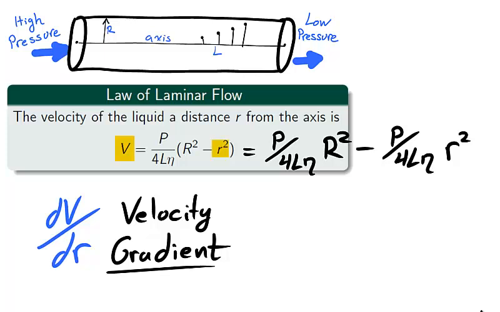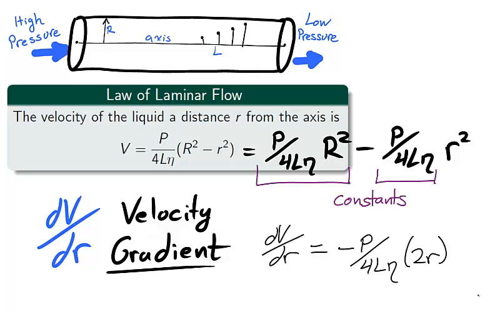Notice that the equation only possesses two variables, the velocity v, which depends upon the radius from the axis, little r. We will assume that the tube is fixed, hence L and big R are constants. The liquid has been chosen, hence eta is a constant, and the pressure on each end is constant, hence P is constant. Therefore, we can take the derivative with respect to little r. Notice that the left part of our expression is constant, hence has a derivative that is 0.